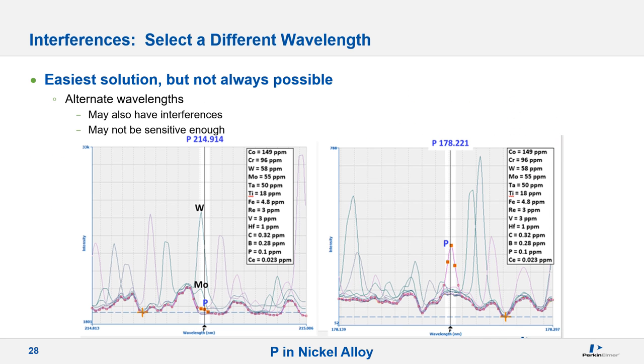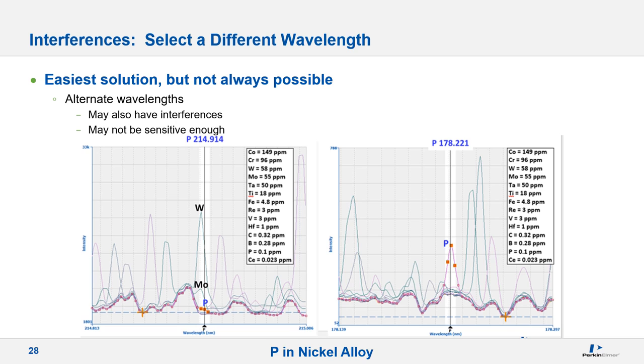The easiest way to remove the effects of an interference is to select a different, non-interfered wavelength for the analysis. However, this may not always be possible, as alternative wavelengths may have interferences or may not have enough sensitivity. But this should be the first option explored. In this example, we had to measure phosphorus in nickel alloy. This was an issue presented to one of my coworkers in China.